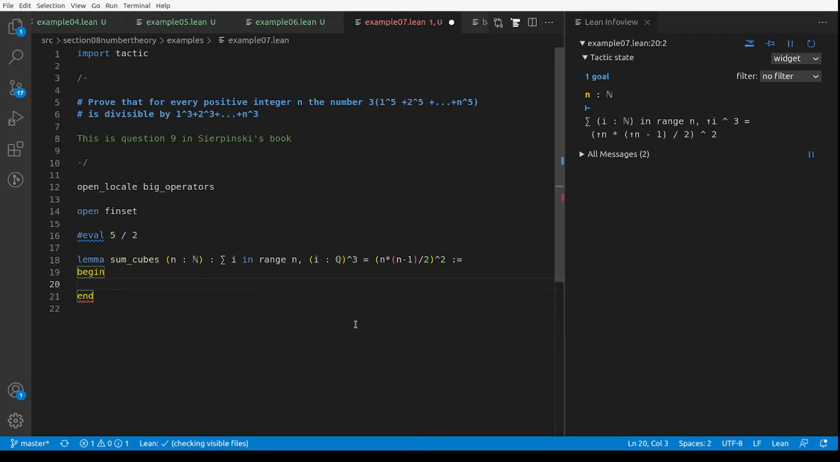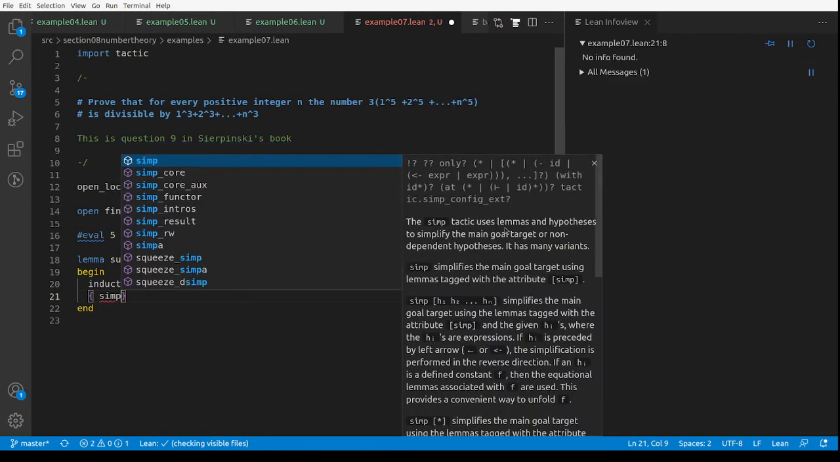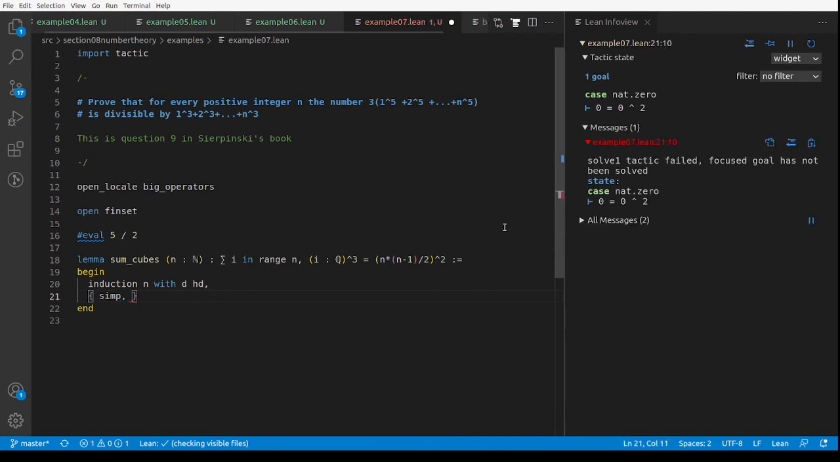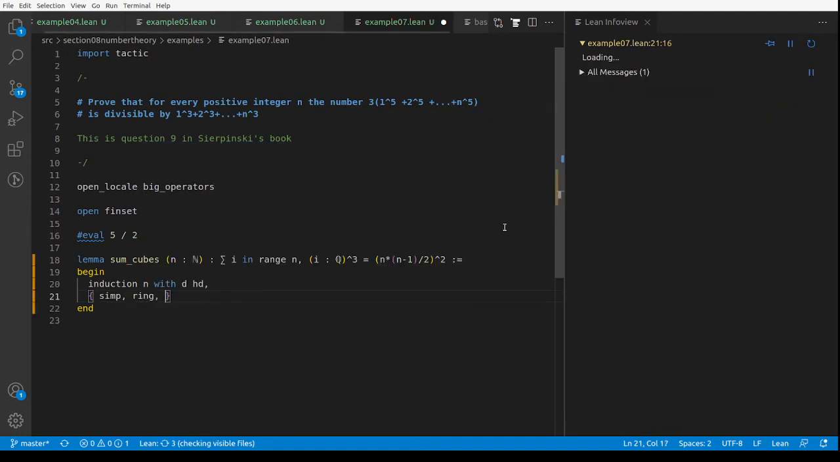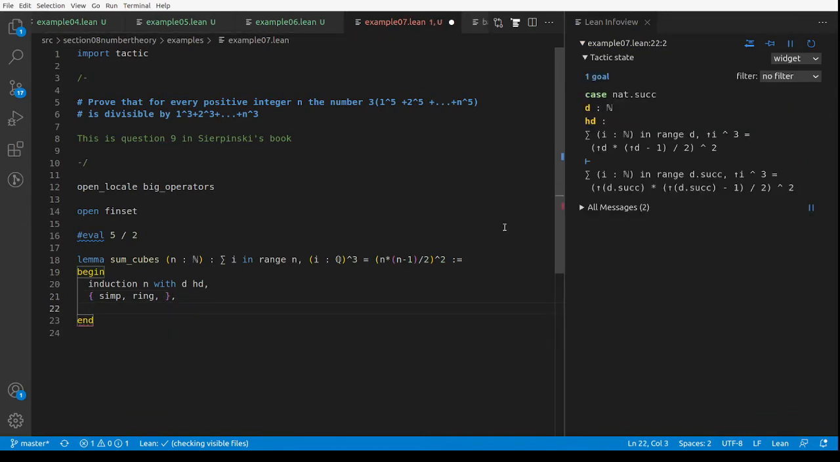So how do you prove results like this? You prove them by induction, don't you? So induction with d, and the base case, but probably the simplifier will do it. Simp, no, hard luck, ring. That's done that. And the inductive step is kind of interesting. We'll need to do some rewrites. We know what the sum is for i in range d, and we're trying to work out something for i in range d plus 1.